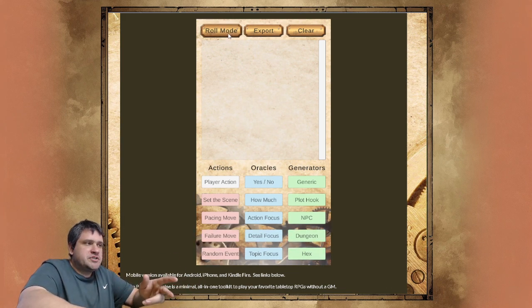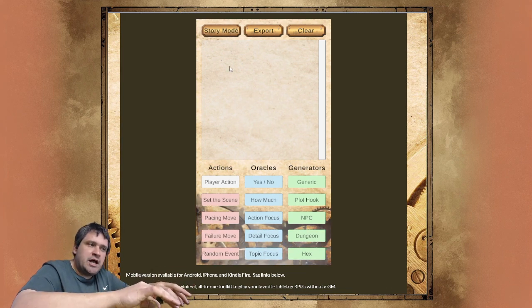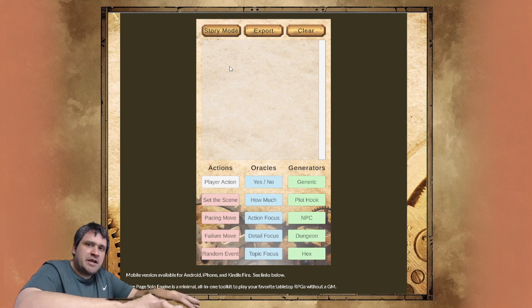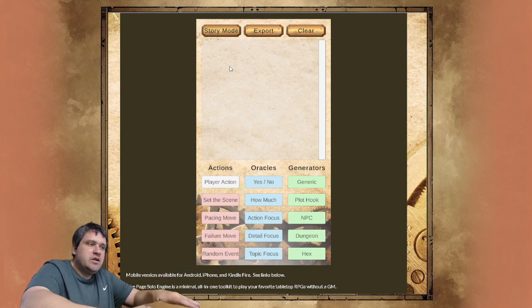So there's roll mode, which is mechanics only. Then there's story mode, which if you journal a lot, you can type out everything that's happening in your campaign, or mostly everything, like important details, onto this list. So, for example, it has an oracle yes or no, how much action focus, detail focus, topic focus, and it has all of these for actions and then generators.